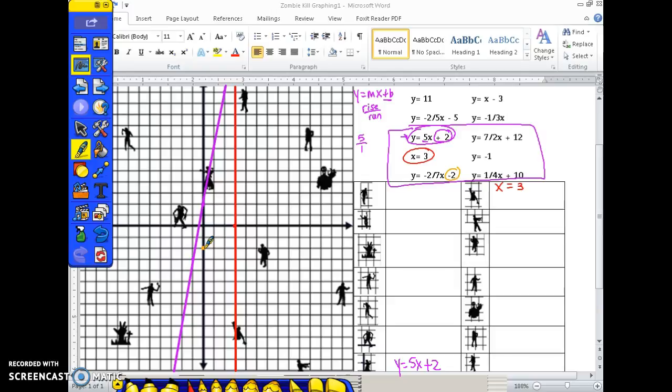The next thing I do is I look at my slope. My slope is -2 over 7. The numerator tells me where I'm going up or down. The denominator tells me where I'm going to the right.